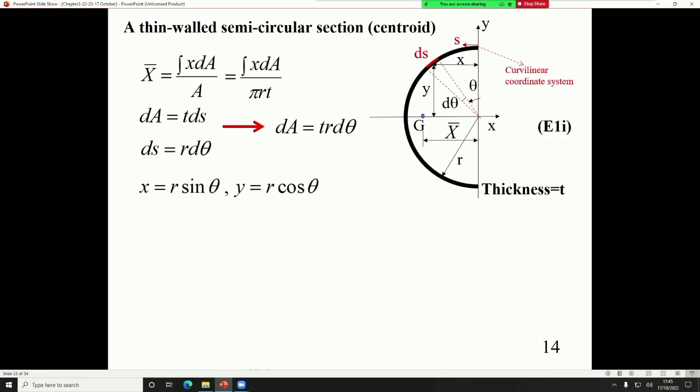Now I'm going to insert it in the top equation. And look at the limits of the integral. It's changing from zero, so this is the zero value for theta, and changes to 180 degrees. Now, integral of sine of theta is minus cosine of theta, and then we have these two limits. From there, you can find the position of the centroid of this semicircular section.